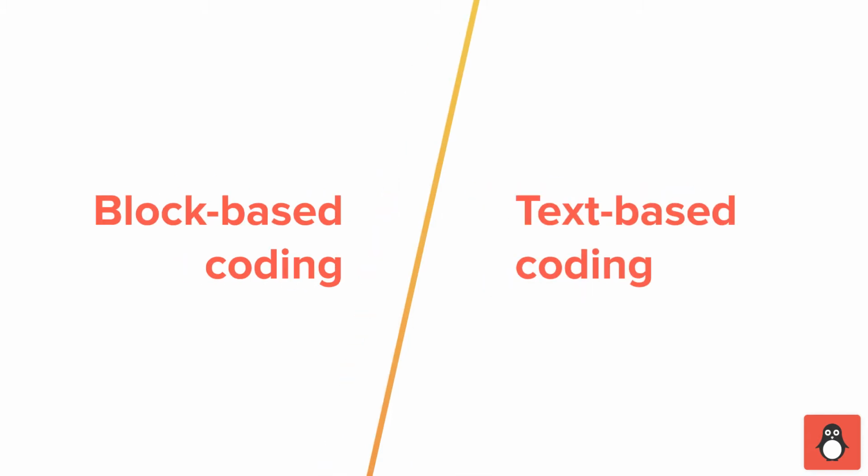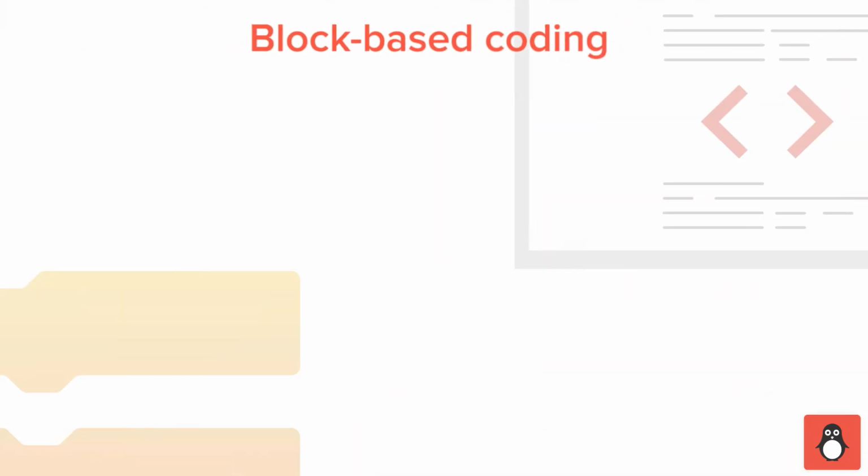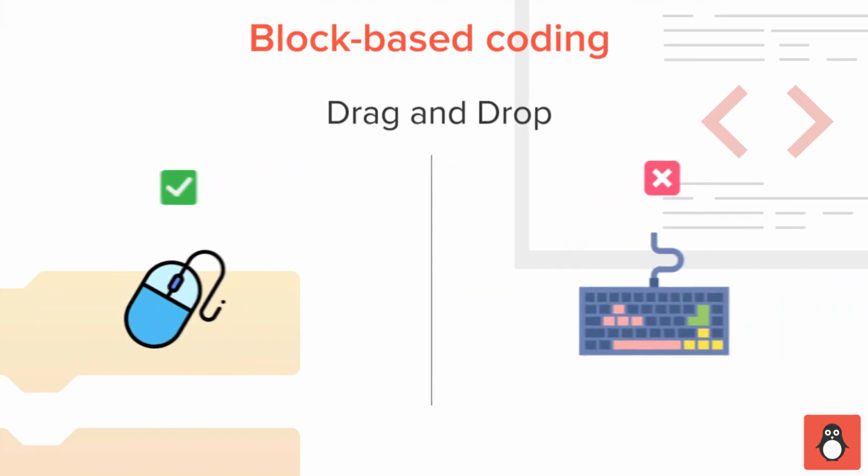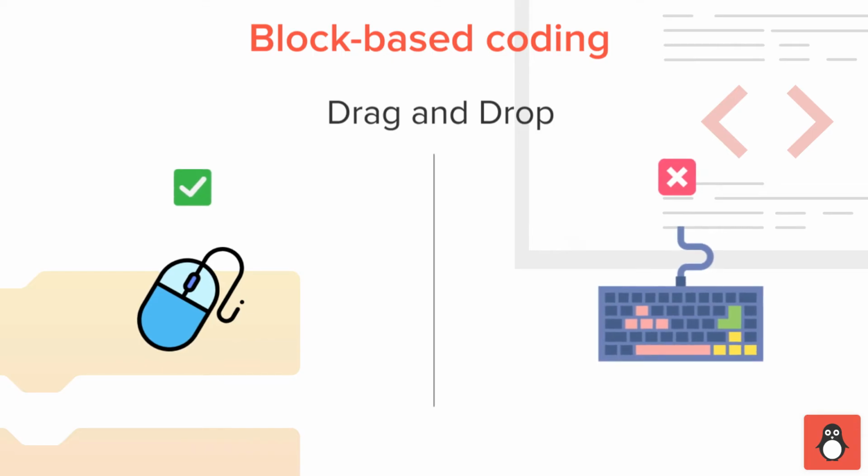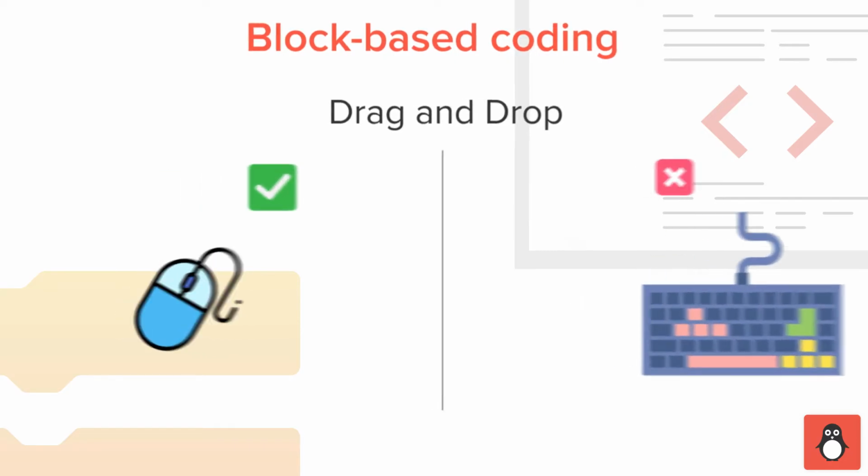Let's understand the difference between them, which one you should be learning first, and why. Let's start with block-based coding. It's the simplest and fun way to get started. It involves dragging and dropping elements instead of writing code, while you still learn about coding logic. It's a great starting point for you to learn to code.